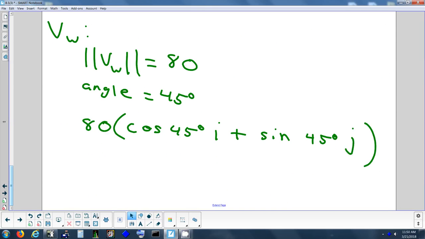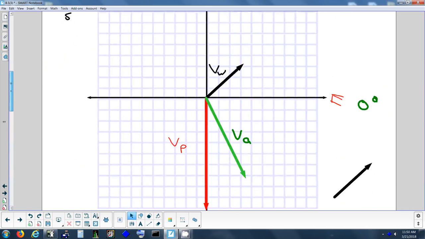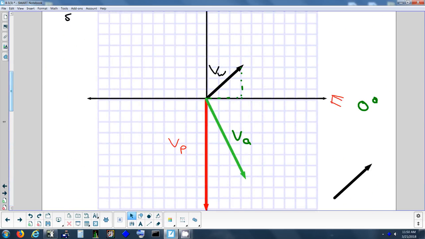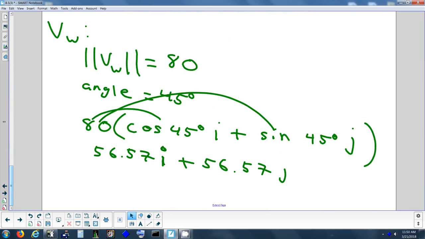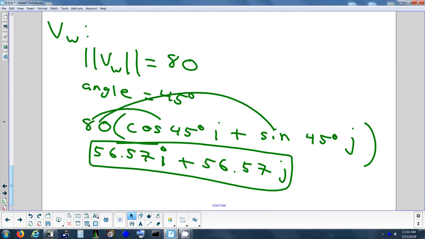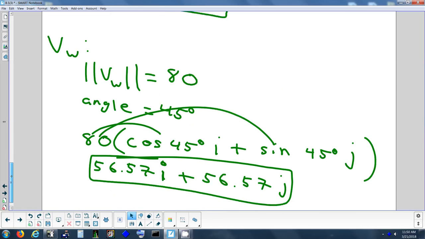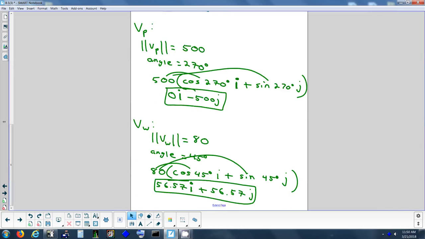Now, because it's a 45 degree angle, that's an isosceles triangle. This side and this side should be exactly the same. So whatever I get for i, I should get exactly the same number for j. 56.57. Yep, so if you do it out, you get 56.57 i plus 56.57 j. There's your velocity vector for the wind.